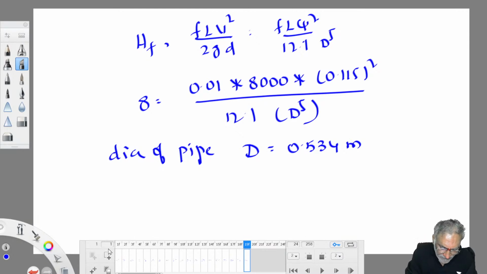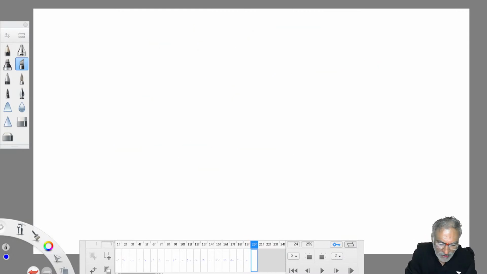Similarly, the Hazen-Williams formula. When you are expected to work out by using the Hazen-Williams formula, things will be given like this. The question will be given like this.